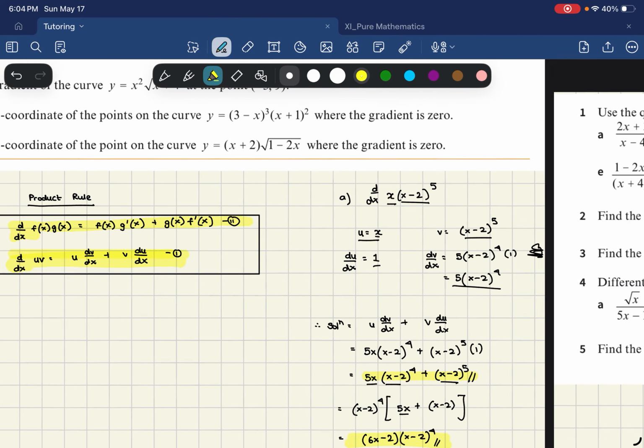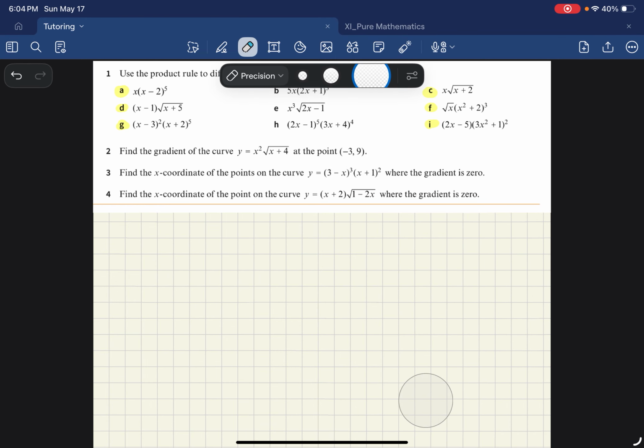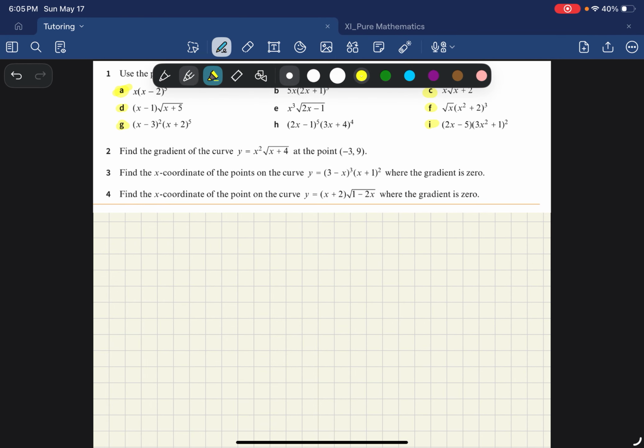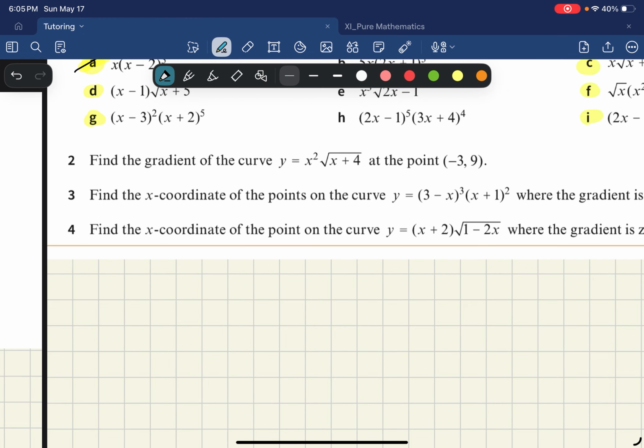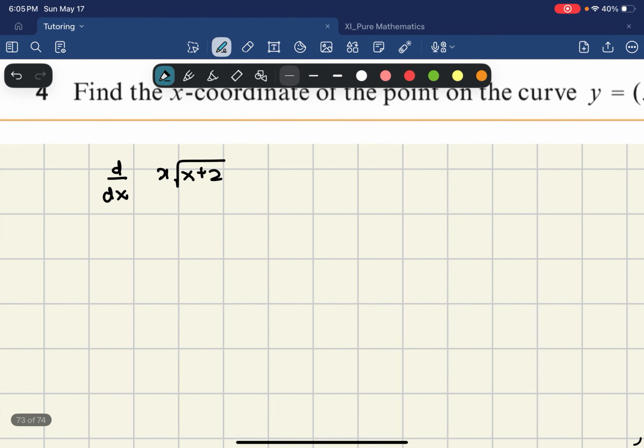Alright. So we're done with A, and I'm going to erase everything. I hope that you have taken a note of the formula that we're going to be using. Let's do C. So for C, I have d by dx of x times square root of x plus 2. And now let's do it the old way. The way that I'm probably going to be doing it in future videos is I'm going to do it directly.